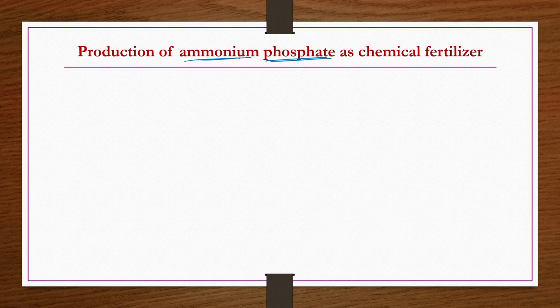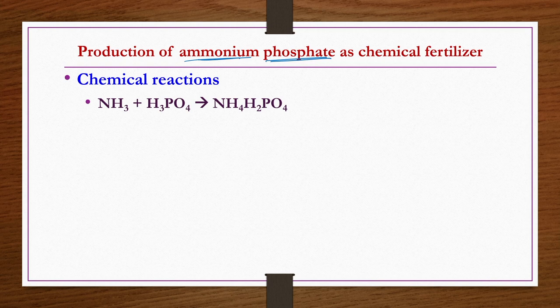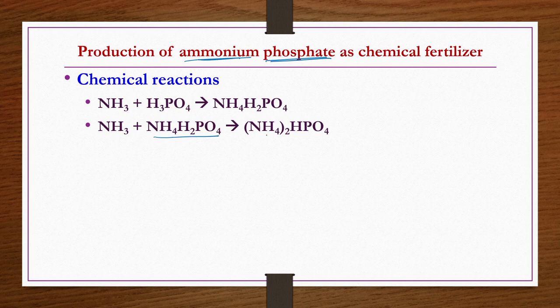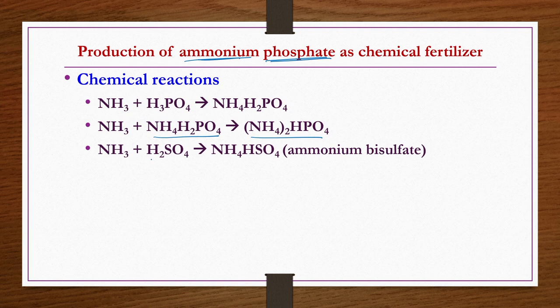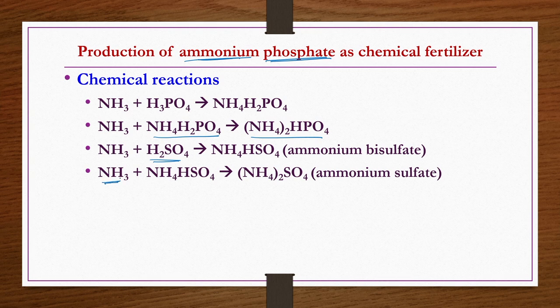How? That is what we are going to see now. Chemical reaction: ammonia reacts with the phosphoric acid to produce monoammonium phosphate. This monoammonium phosphate reacts with ammonia again to give diammonium phosphate. Ammonia also reacts with the sulfuric acid to give ammonium bisulfate, which further reacts with ammonia to give ammonium sulfate.